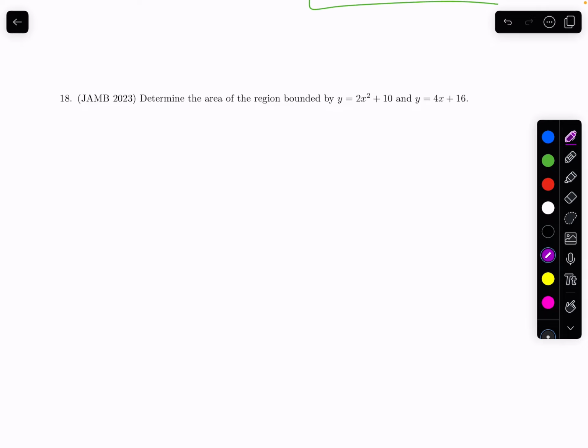Okay, so if you have a problem like this, where you want to determine the area of the region bounded by these curves, the first thing you want to do is equate the two curves. You equate these two equations and solve for x. So if you have 2x squared plus 10 equals 4x plus 16, I'm going to bring all the terms from the right hand side to the left hand side. So I have 2x squared plus 10 minus 4x minus 16 equal to 0.